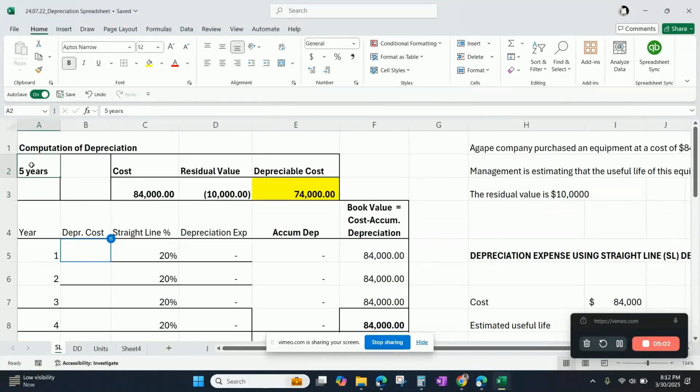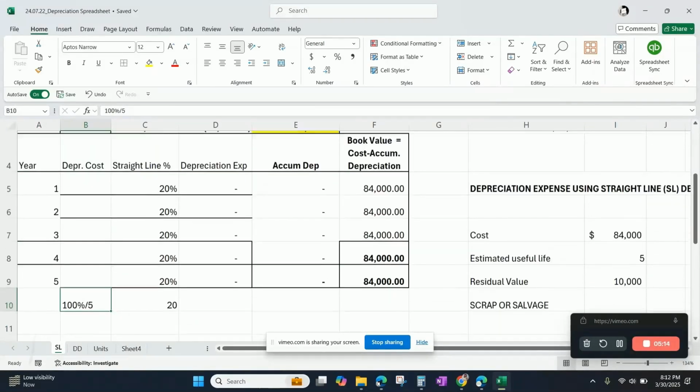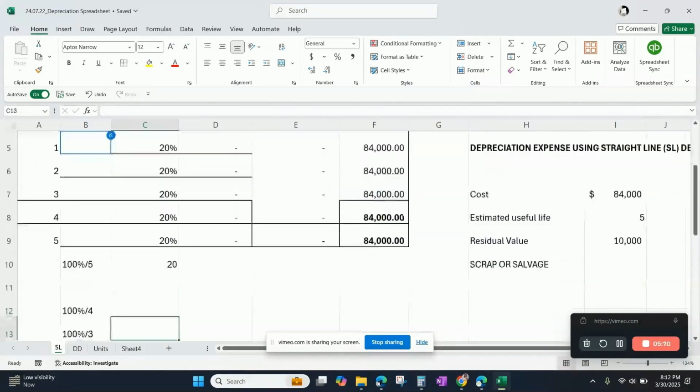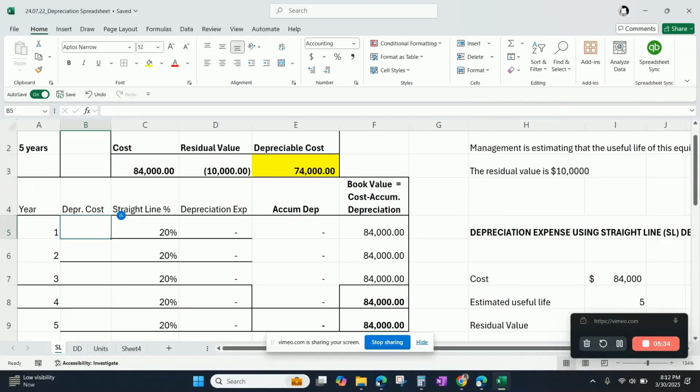Now, as we said before, the estimated lifetime is 5 years. Now we're going to express the 5 years in terms of a percentage. 100% divided by 5 is 20%. If the useful life was 3 years, you would divide 100% into 3. If the estimated lifetime was 4 years, you would divide 100% into 4. All right. So as we said before, the depreciable cost is $74,000. 74,000 multiplied by 20% gives us the first year depreciation expense.